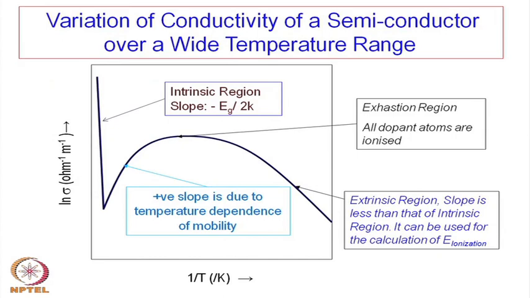However, if one plots the conductivity over a much wider temperature range, one gets this kind of variation. It is not always a straight line; it has some curvature, particularly at the low temperature end. If you make a plot of log sigma versus 1 over T over a large temperature range, it is really not a straight line; it has different regions. First of all, this is the lower temperature end and this is the higher temperature end, and you will find there is a negative slope here.